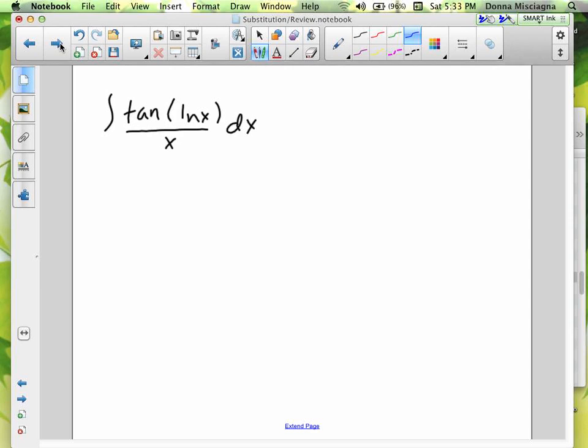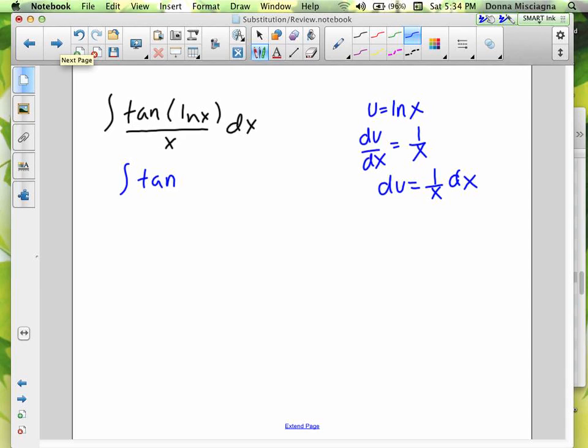Right? So what to make the u? I can't make the u tangent ln x because I don't have a secant there. So obviously tangent wasn't part of u. But if u is natural log of x, du dx, the derivative of natural log of x is 1 over x, which means du is 1 over x dx. Everybody's accounted for, except for the tangent. So the tangent stays, which is no problem.